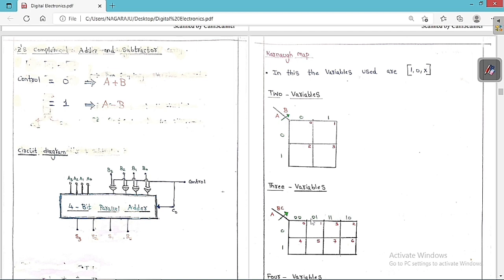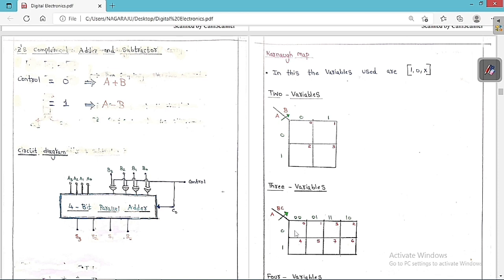So we can say clearly that adjacent cells will always have only one variable changing. The adjacent cells are going to change by only one variable. It's a very important point. Now, for 0 0 0 we are going to get 0, and for 0 0 1 we are going to get 1.